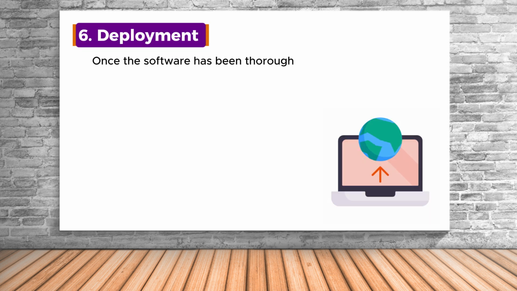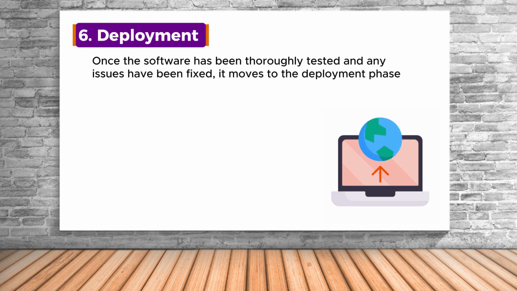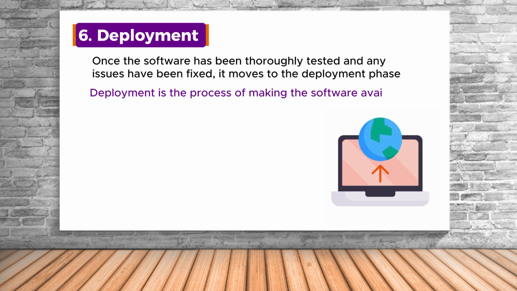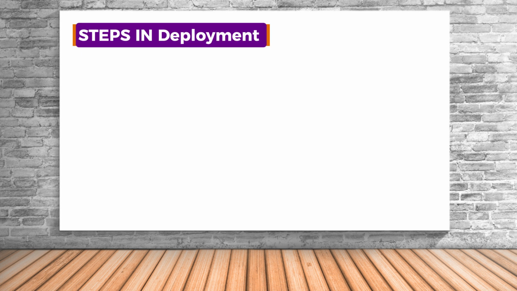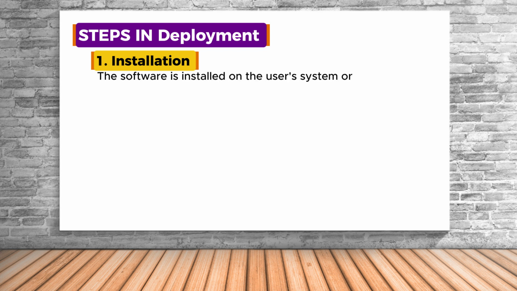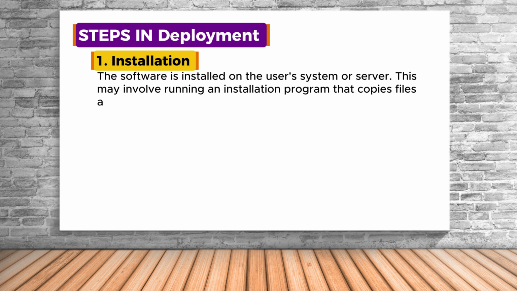Sixth, deployment. Once the software has been thoroughly tested and any issues have been fixed, it moves to the deployment phase. Deployment is the process of making the software available for users to access and use. Steps in deployment. Step 1. Installation. The software is installed on the user's system or server. This may involve running an installation program that copies files and sets up necessary configurations.